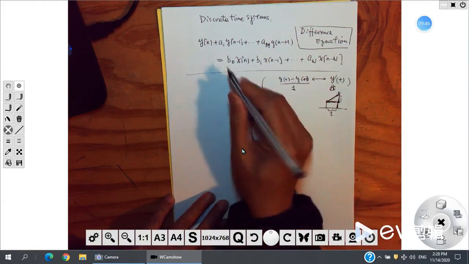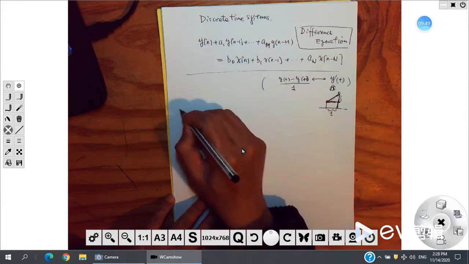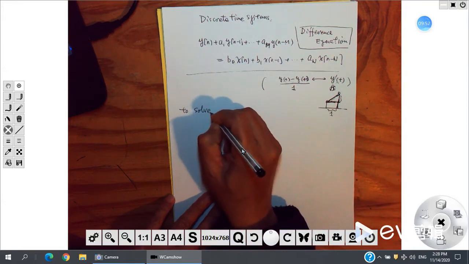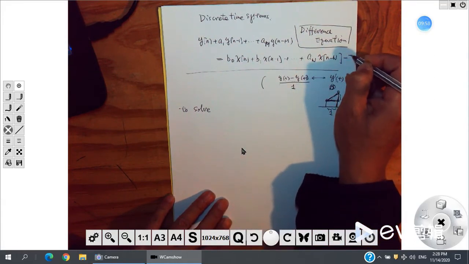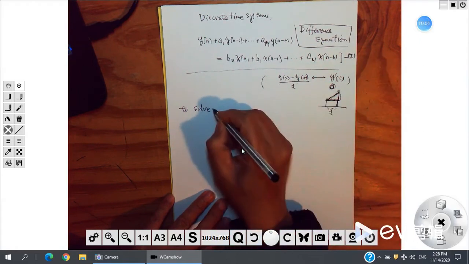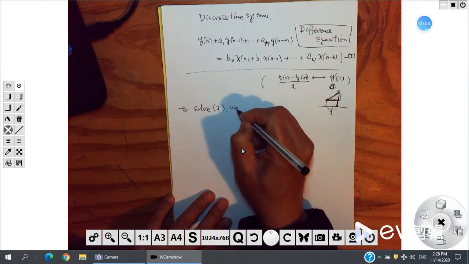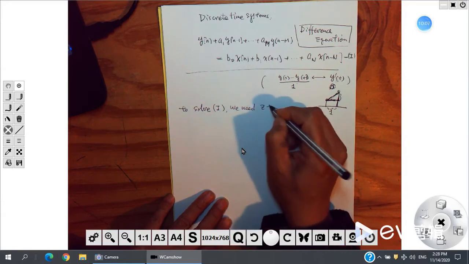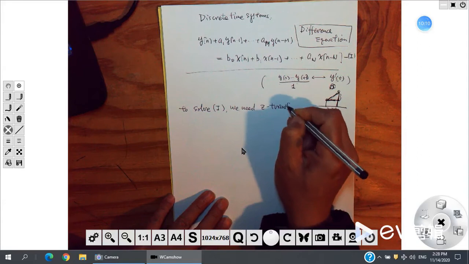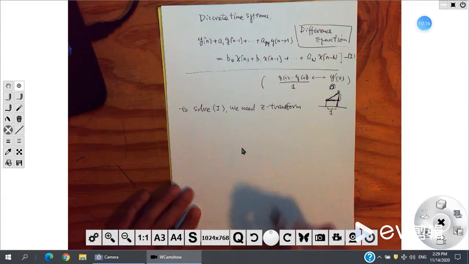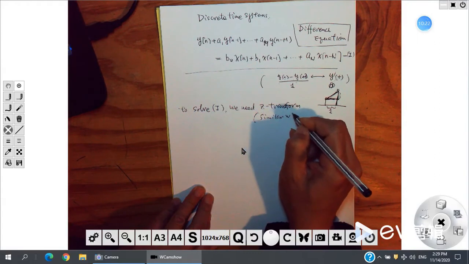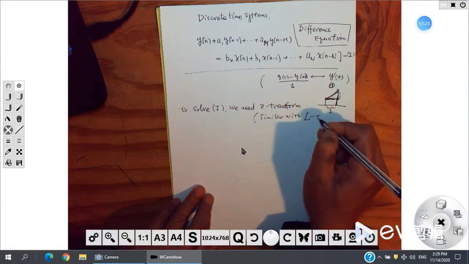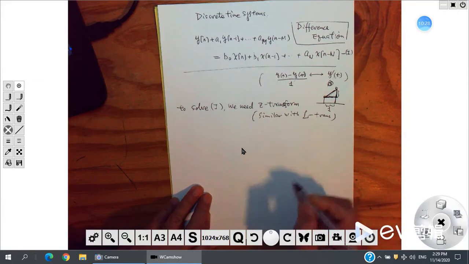And then how do we solve a discrete time system? I say this is equation 1. To solve equation 1, we need the Z transform. This is also similar to the Laplace transform. It is defined by this.